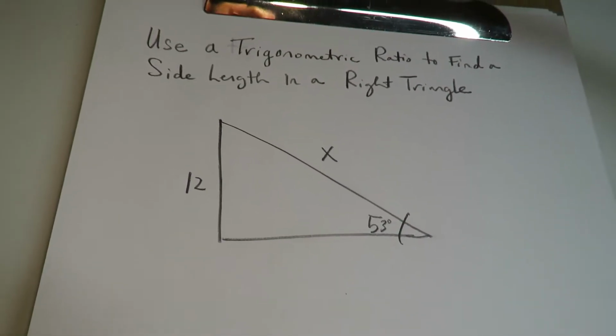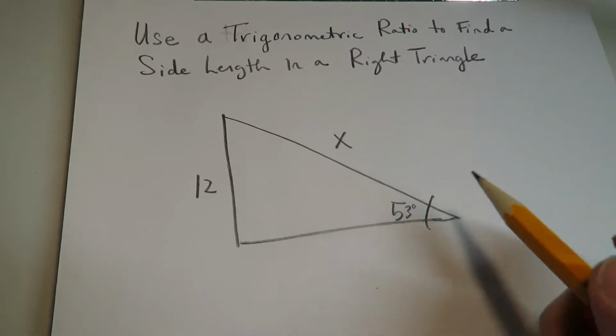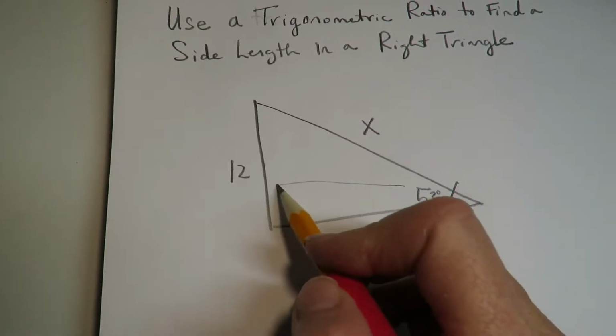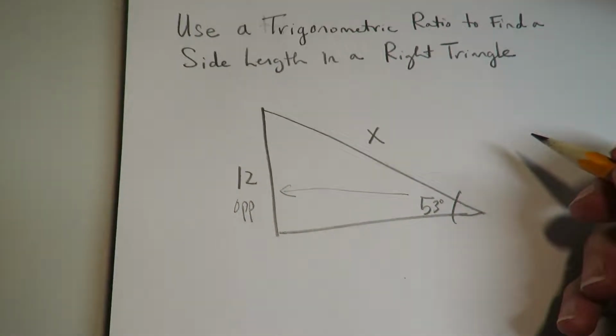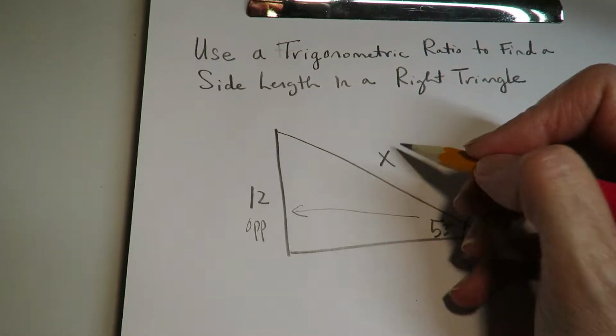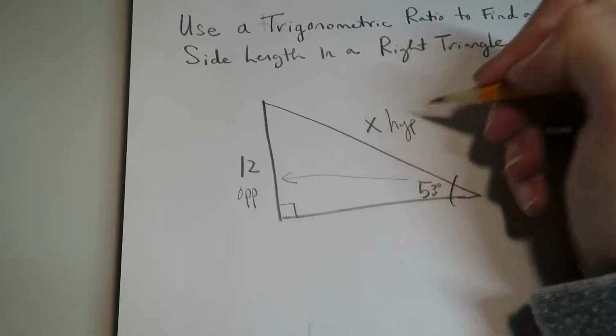All right, so first thing is, here's my angle, and I need to figure out what 2 sides I'm being given. So since this side is across from my angle, it's opposite. It is the opposite side. And since this is across from the 90-degree angle, this is the hypotenuse.